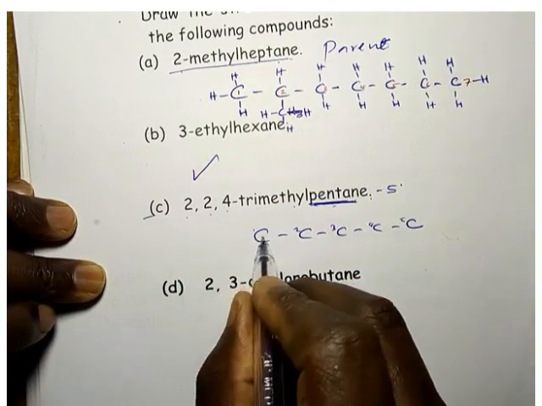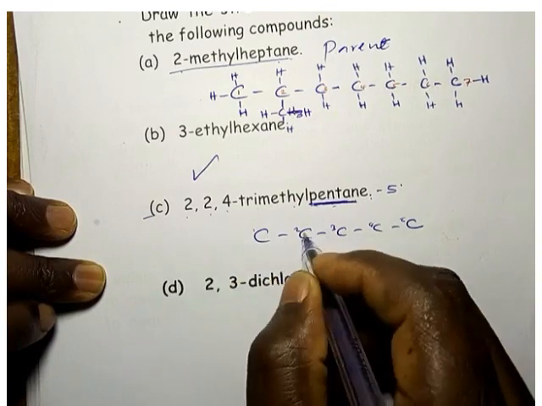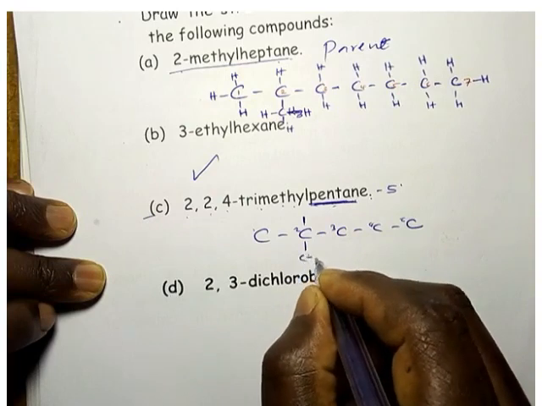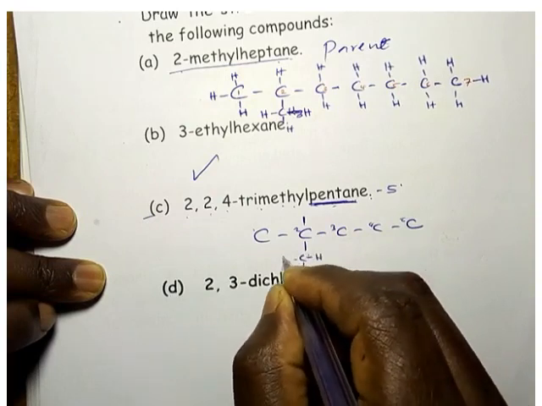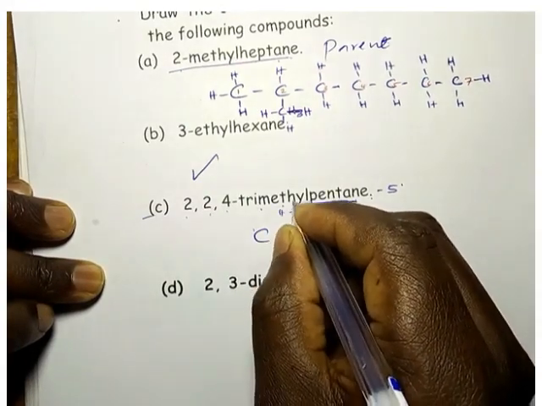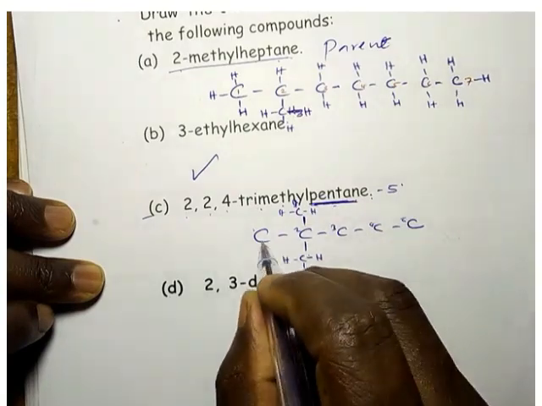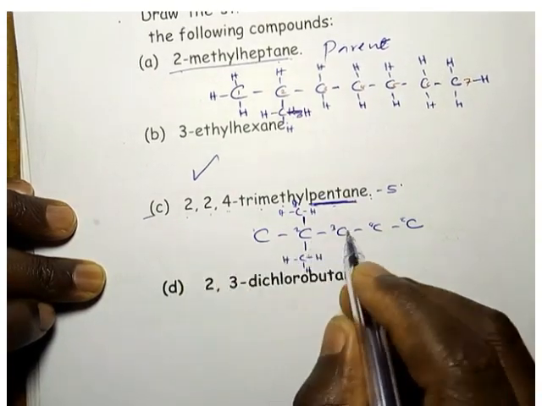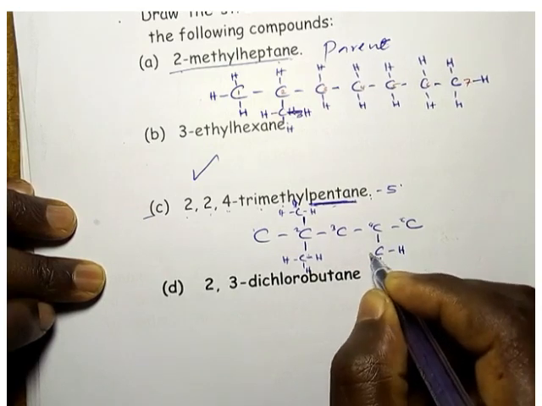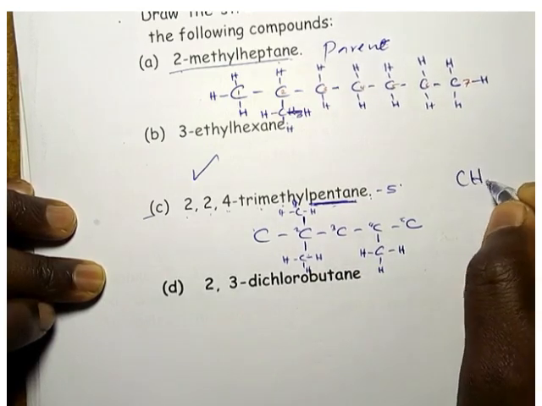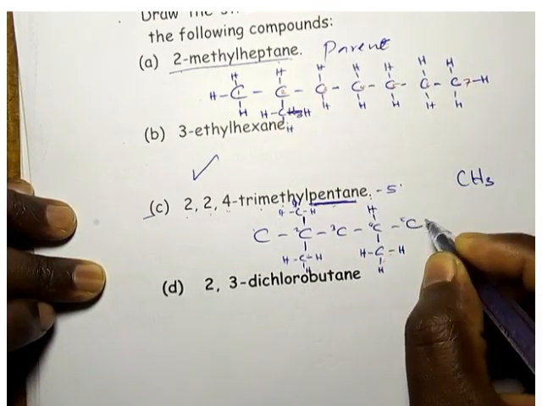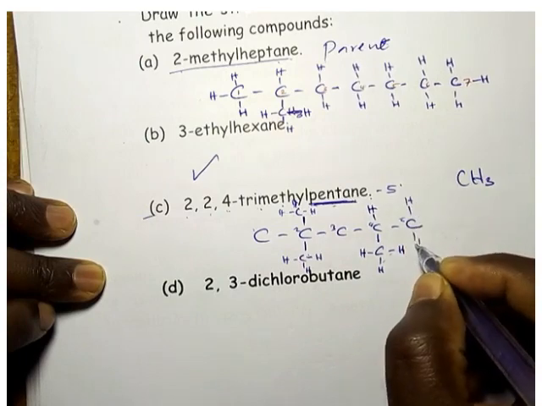On carbon number 2, again number 2, there is a methyl group, CH3. And then on carbon number 4, there is another one here, CH3. In open structure, this is how we write it. And then for the rest, you add the hydrogens and you are done.